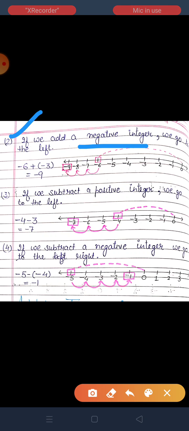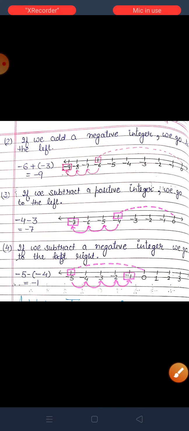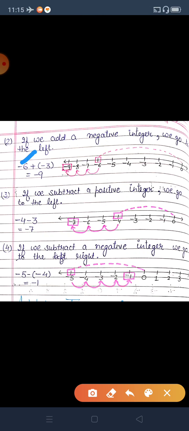Now the next case is, whenever you are given a negative integer just next to the given integer, then you will go to the left side. Sorry, I have told you whenever a minus sign is there you have to go to the left side. So minus 6 is there and then you have to add minus 3. First of all you will go to minus 6 and then 3 steps to the left side, and you will reach minus 9. Whenever a minus sign is there you have to go to the left side. Whenever a plus sign is there you have to go to the right side.